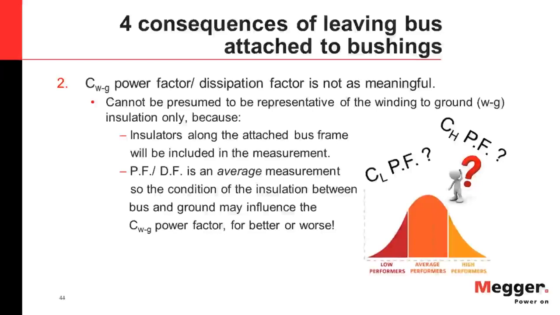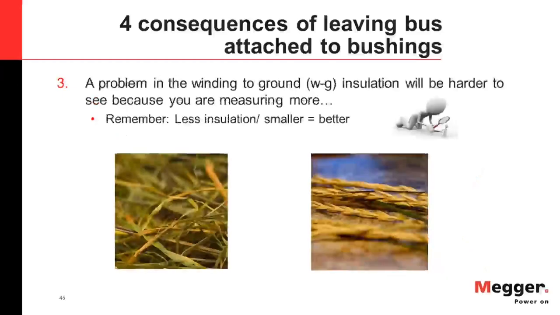Thirdly, a problem in the winding to ground insulation will be harder to see because you just made your insulation system bigger. And remember, less insulation is ideal, smaller is better. In fact, it's easier to find the needle in the hay in the image on the bottom right than it is to identify the needle in the hay in the bottom left image. So I'll give you a hint of where the needle is on the left image. So now you should see it.